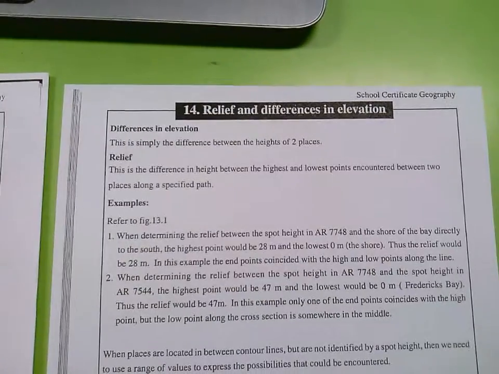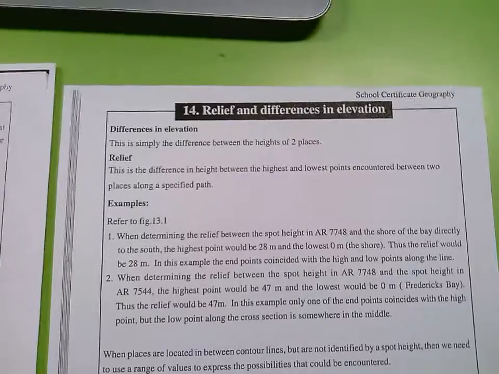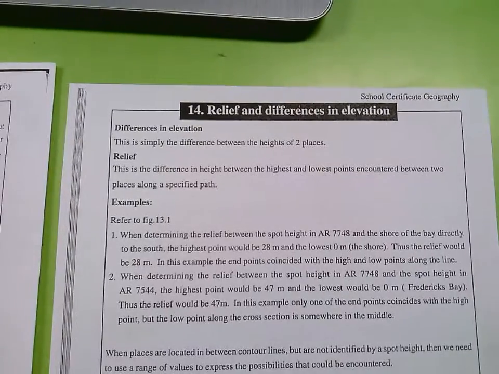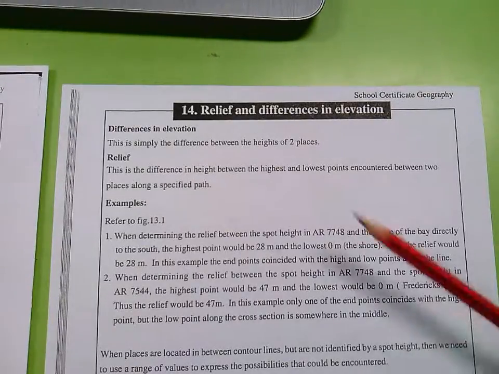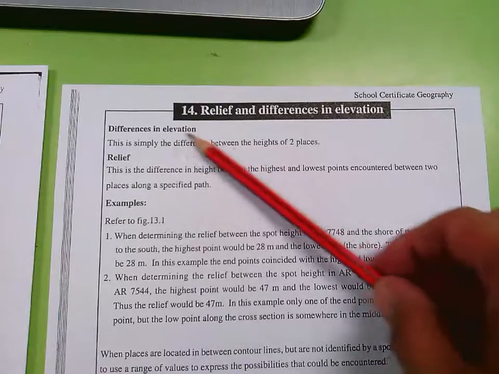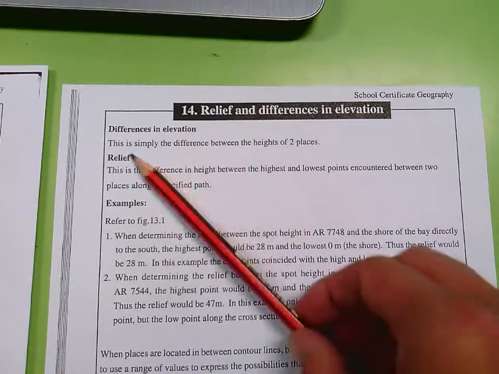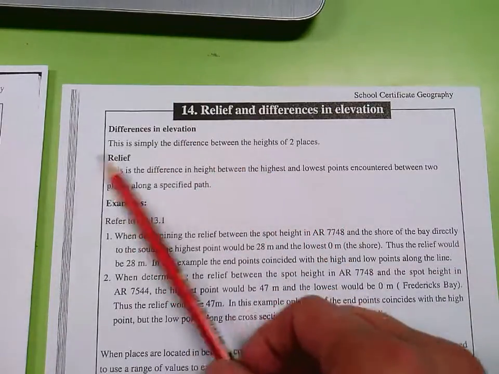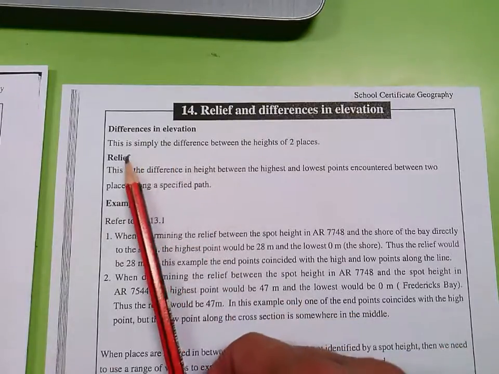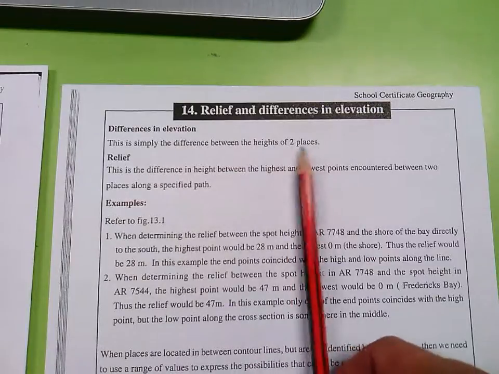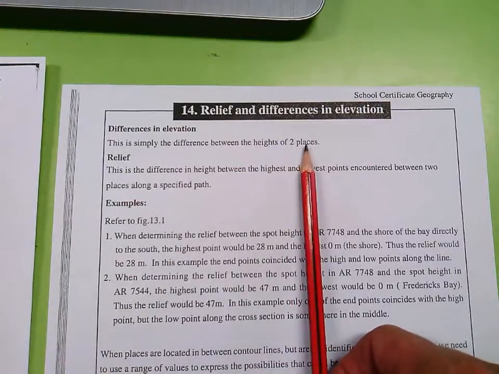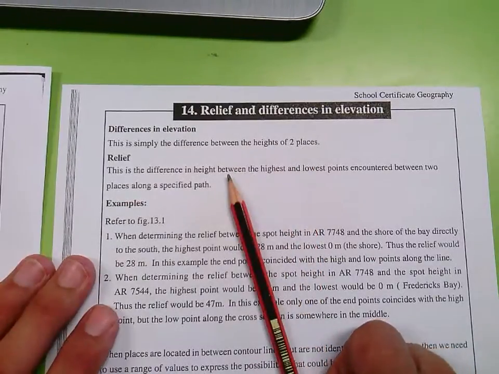Okay, so now we know a little bit more about finding the heights of things on a contour map using the contour lines. I'm going to have a go at these ones, and these are two different questions that students regularly get mixed up. Sometimes it'll ask you to find the difference in elevation, and that's simply the difference between the heights of two places, like we did in the previous video.